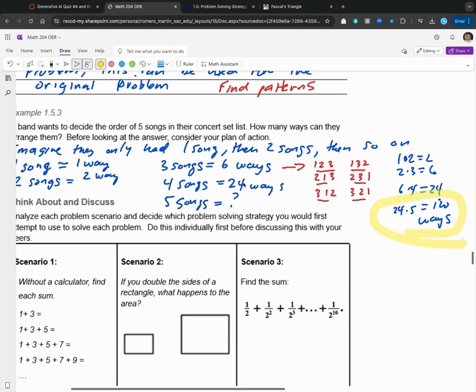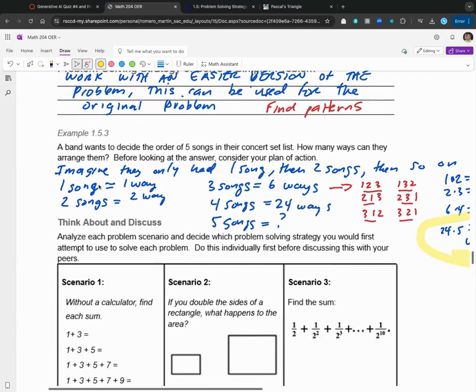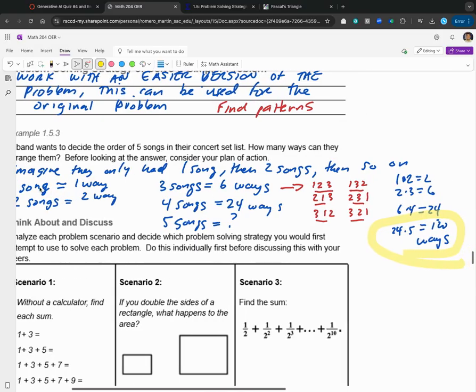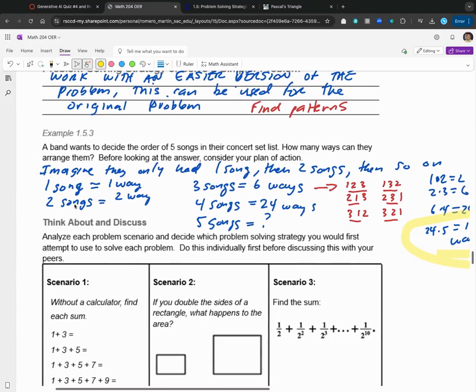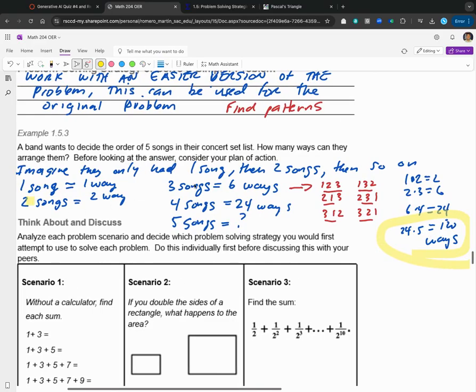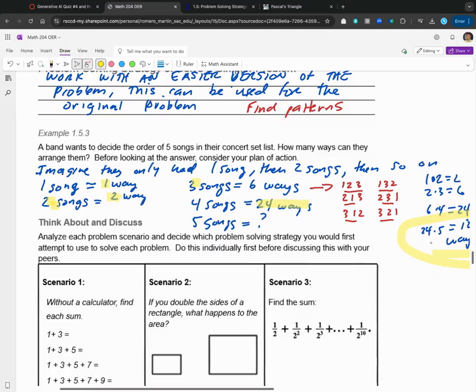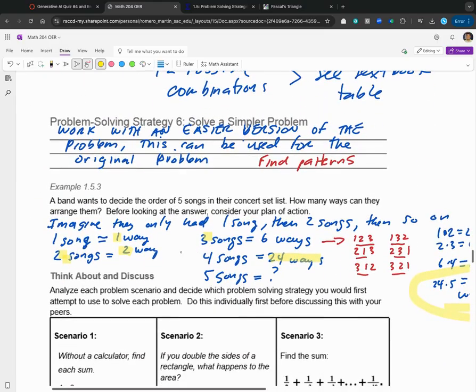The 24 comes from seeing a pattern, right? Starting from a simpler one. The pattern I see is 1 way times 2 is 2. Then 3 songs times 2 ways is 6 ways. And then to get the next one, 6 ways times 4 songs is 24 ways to play it. And then we're going to end up with 24 times 5 is 120. So that pattern emerges when we start with trying to solve a simpler problem.